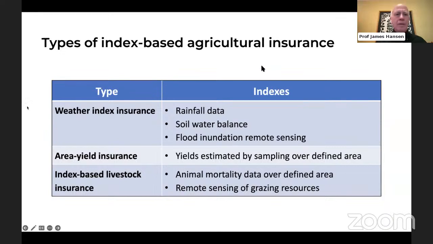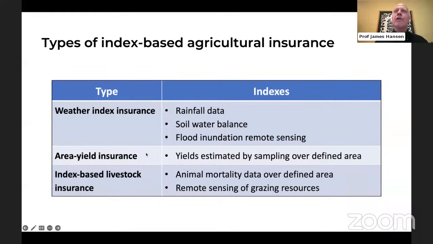So, well, there are three main types of index-based agricultural insurance. In this introduction to climate information services, we're focused on the first type, weather index insurance, where the index is based on meteorological data or data that are related to climate. The most common is rainfall data. Sometimes that rainfall data is run through a soil water balance. Temperature is sometimes used. Flood inundation remote sensing is also used in the case of excess rainfall leading to flood damage.